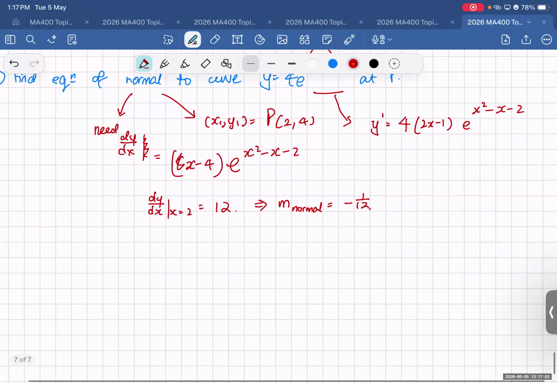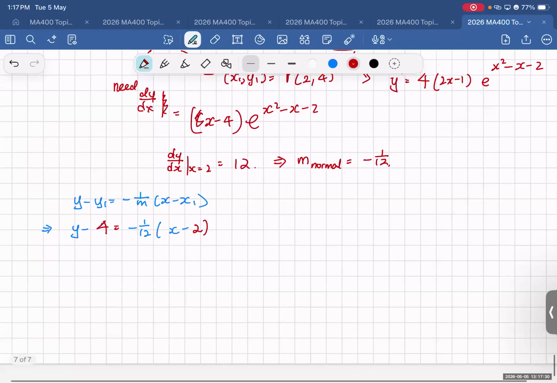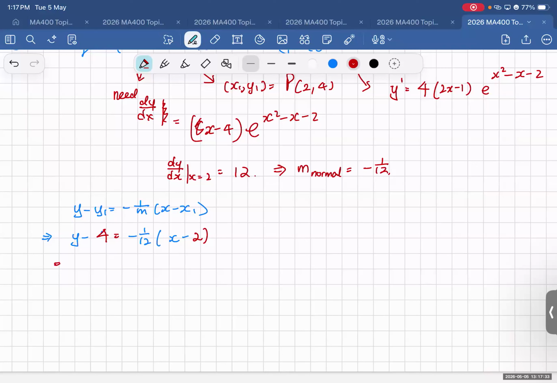Now, take the equation of the normal. y minus y1 equals gradient times x minus x1. Remember y1 is 4. Your gradient is negative 1 over 12, times x minus 2. Very good, Joshua. So what's the equation of the normal now? y equals negative 1 over 12 x plus 25 over 6.